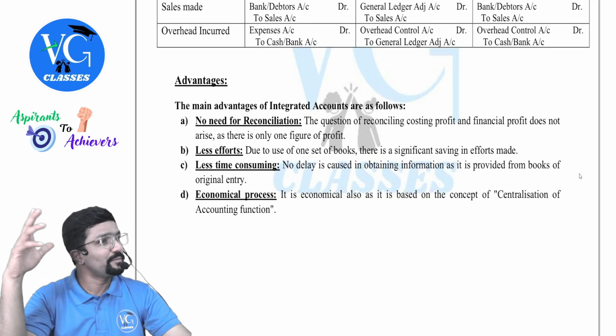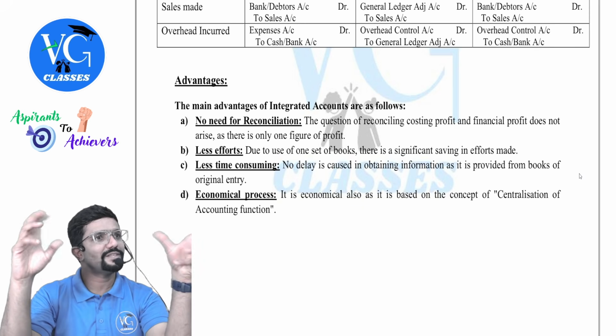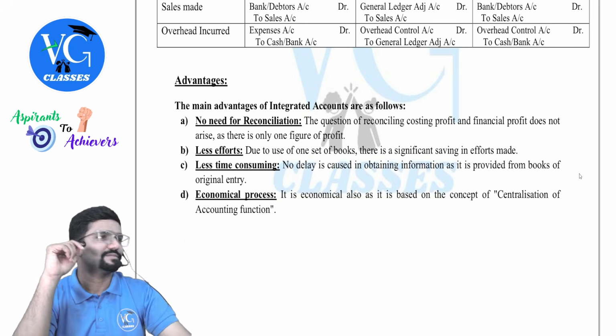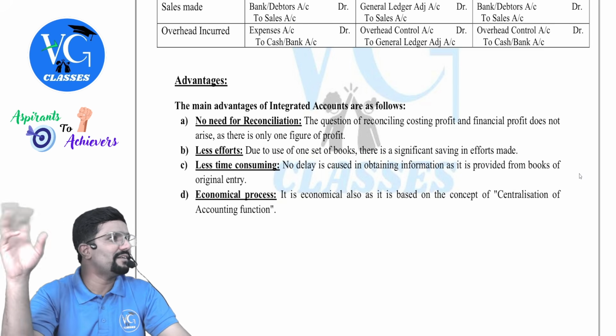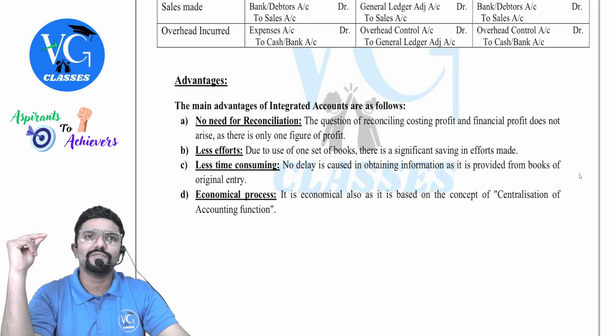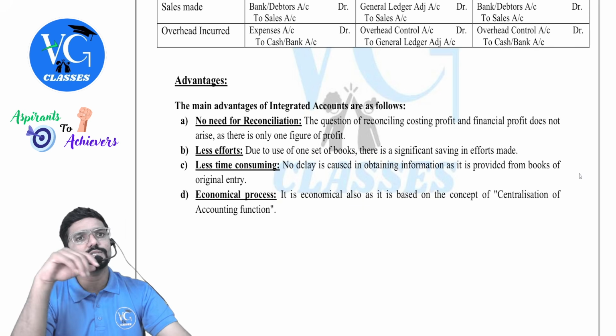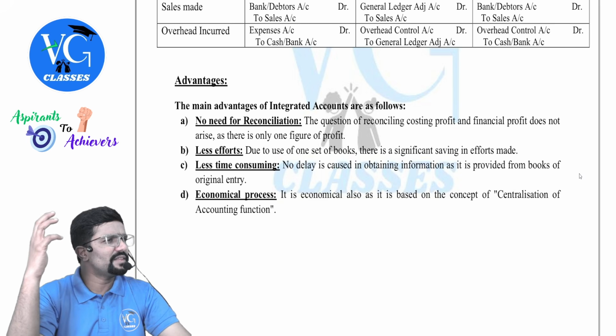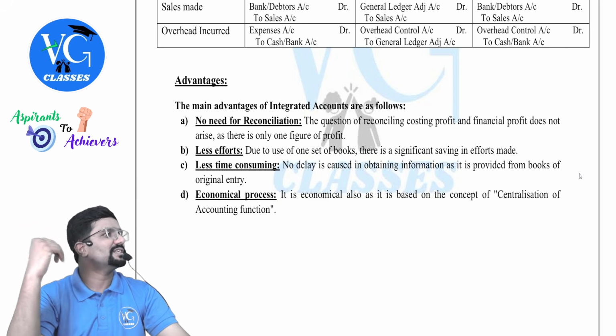Clear? And will there be a duplication of work there? Yes, because the majority of the transactions we record in both the books. Only a few transactions will have a differentiation, whereas the majority of the transactions we record in both the books. So purchases, sales, everything will be recorded in both the books. Yes, sir.